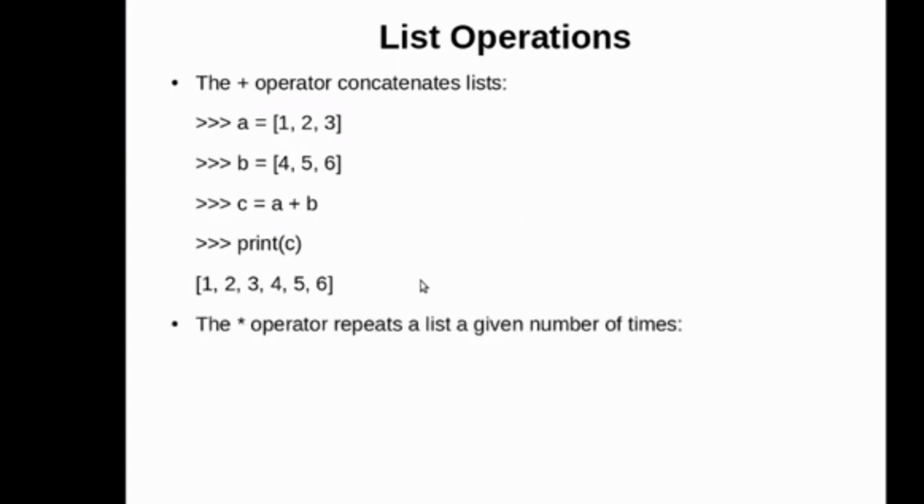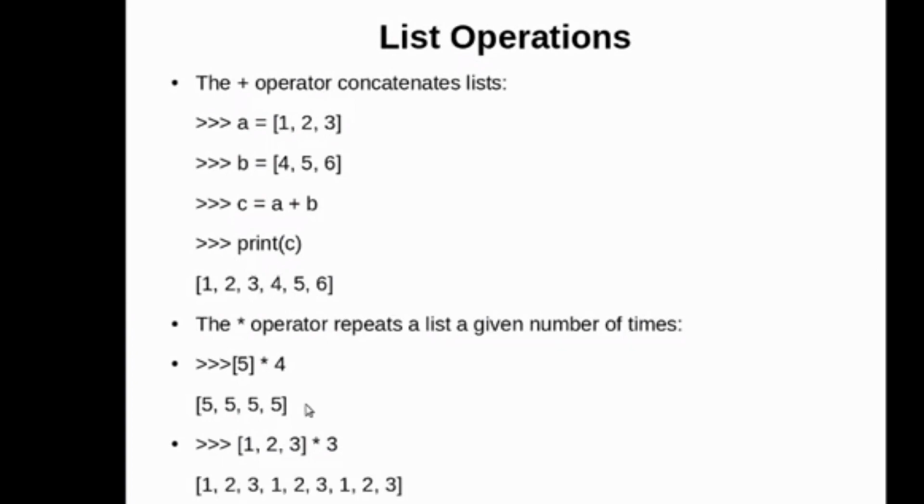One more operation that can be done on a list is the star, meaning the multiplication operator. The star or asterisk operator repeats the list a given number of times. For example, if A is 1, 2, 3 and I multiply this with 2, 1, 2, 3 will be repeated twice: 1, 2, 3 and 1, 2, 3. Like here, 5 is a list, and if I multiply that by 4, 5 will be repeated 4 times. And here 1, 2, 3 into 3, so 1, 2, 3 will be repeated 3 times. We'll see these two operations and later proceed further.